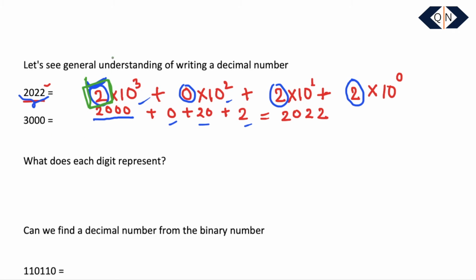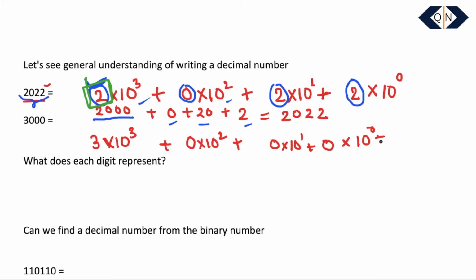Can we write the same for 3000? So here 3 0 0 0. Starting from here, 3 into 10 to the power 0, 0 into 10 to the power 0, 0 into 10 to the power 1, 0 into 10 to the power 2, 3 into 10 to the power 3. And when we add all these elements, what do we get? 3000. So which is the most significant digit here? 3.